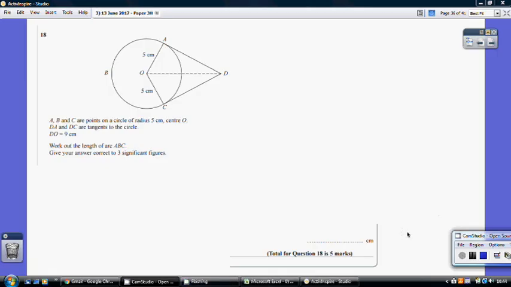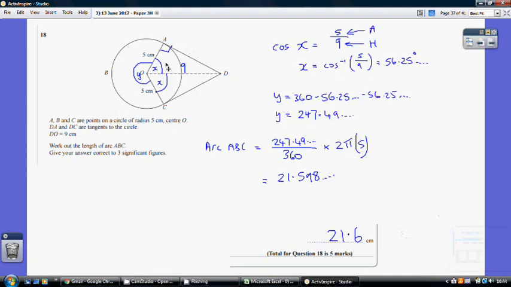Question 18. The first thing to take on board is to remember that the angle between a tangent and a radius to the circle is 90 degrees, one of the circle theorems. So we know this is a 90-degree angle here. The first thing I want to work out is this angle x here, and that's within this right-angled triangle OAD, where 5 is my adjacent side and 9 is the hypotenuse. So cos x equals 5 over 9, so x equals inverse cos 5 over 9, which is 56.25 degrees.